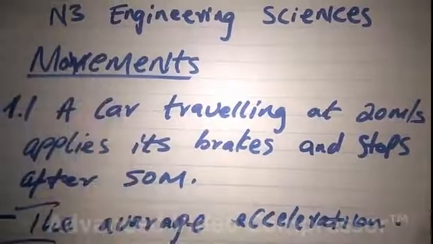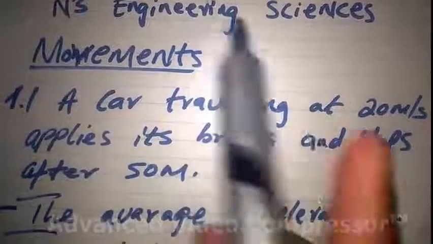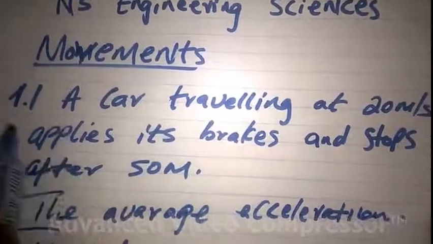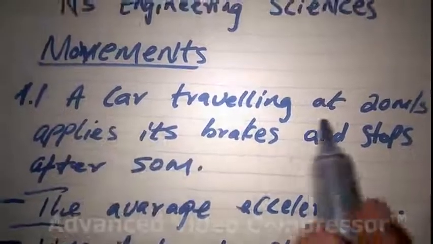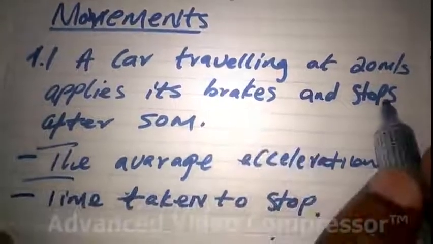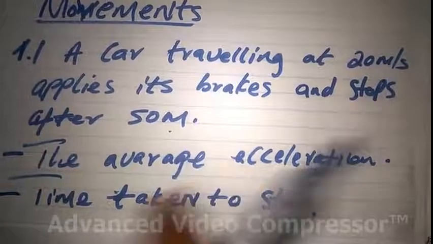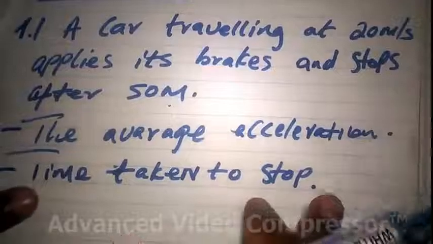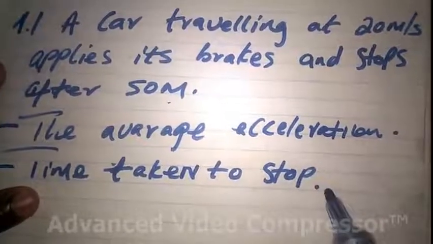Okay, here are Andre's engineering science questions. The topic is about movement, as you can see. Here we have the first question, which says a car is traveling at 20 meters per second and it applies its brakes and stops after 50 meters. So what are they looking for? They're saying you must first calculate the average acceleration, and the time taken to stop.